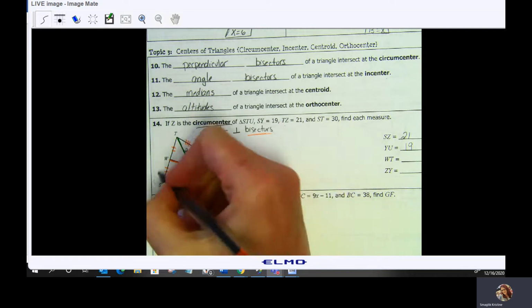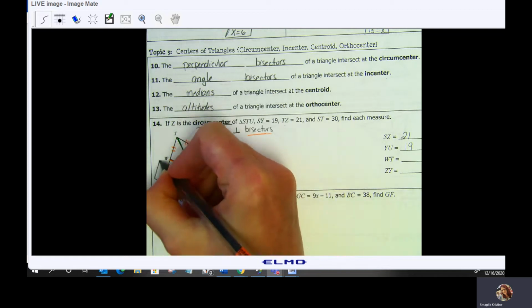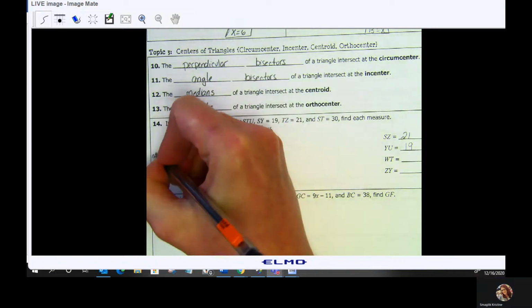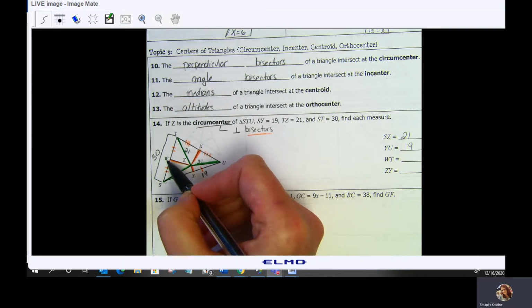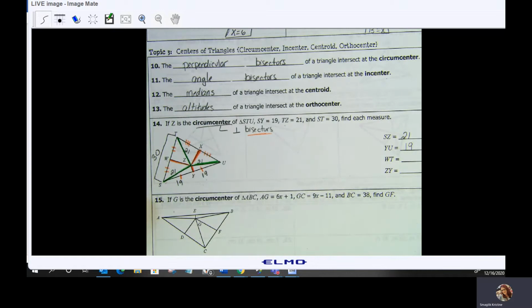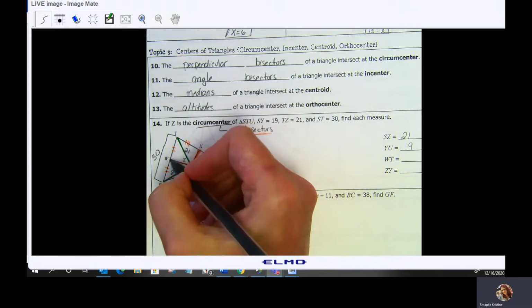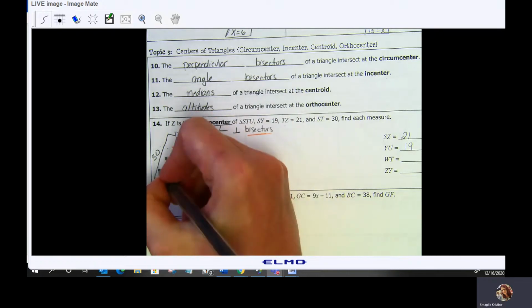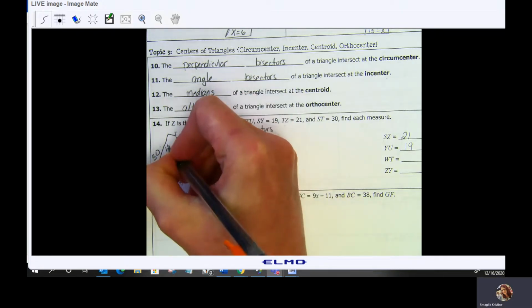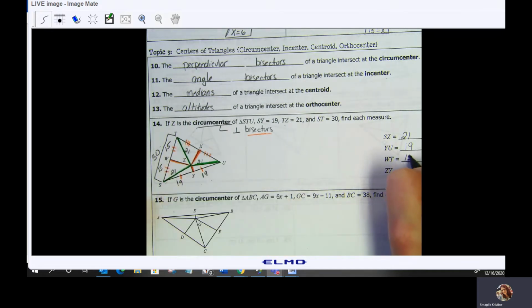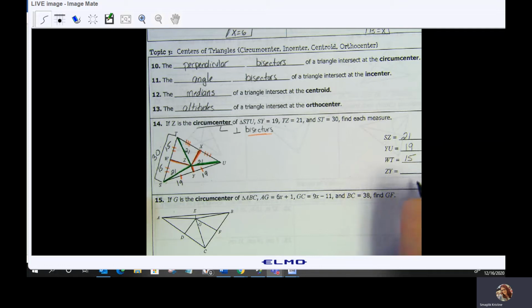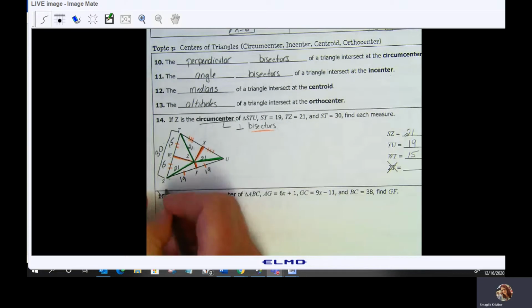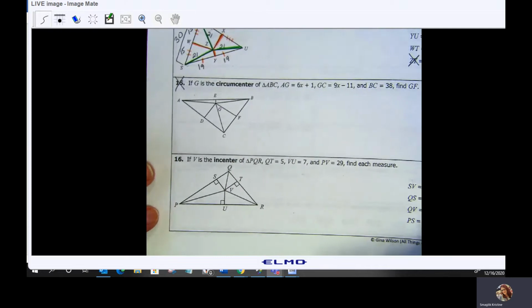ST is 30. So this entire distance is 30. We also know that W is a midpoint, so these are congruent. So if I just take 30 divided by 2, that is 15 and 15. So that means WT equals 15. ZY we are not going to worry about. You are not going to see that on your test. That would require the use of the Pythagorean theorem, and we are not covering that at this point. You might see something like 16.